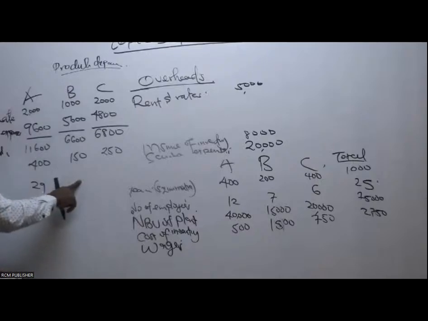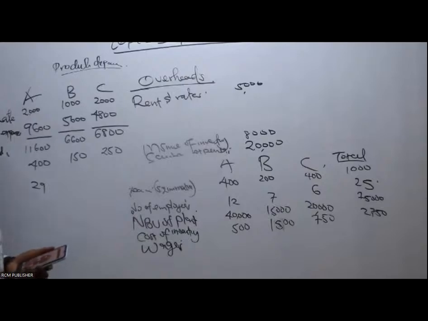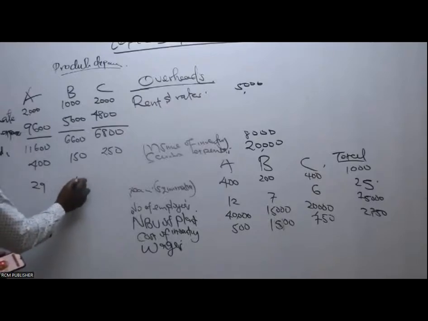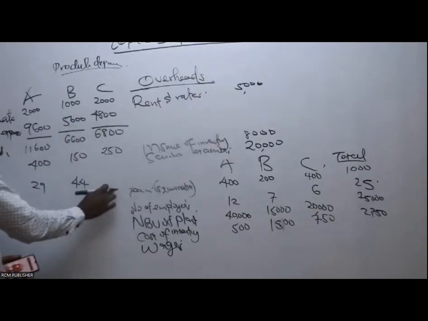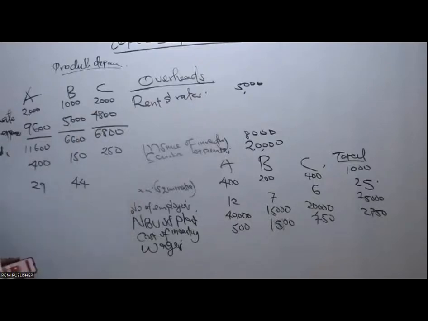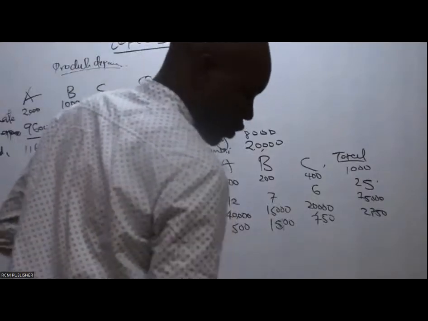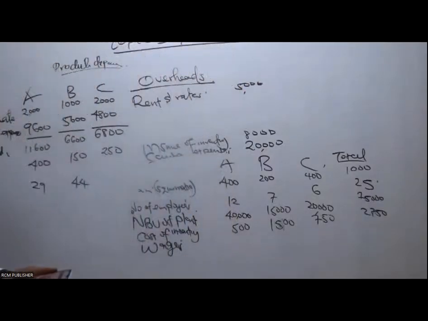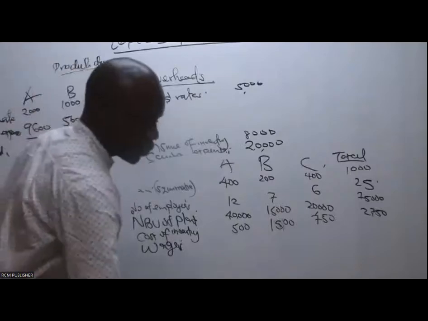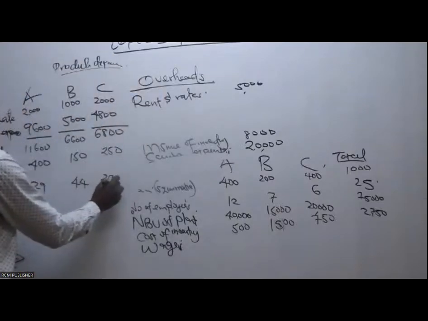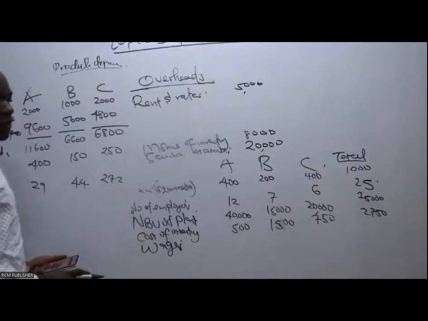Let's move to B. 6,600 divided by 150. We have 44. And then C, Department C. What will we have? 27.2. We are going to have 27.2.